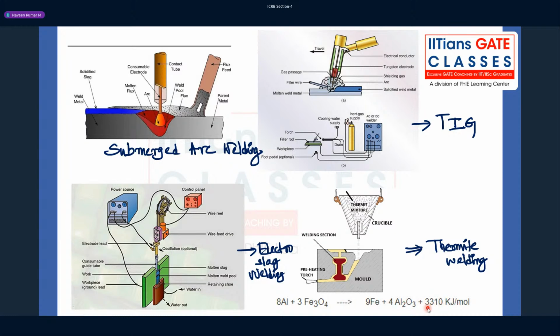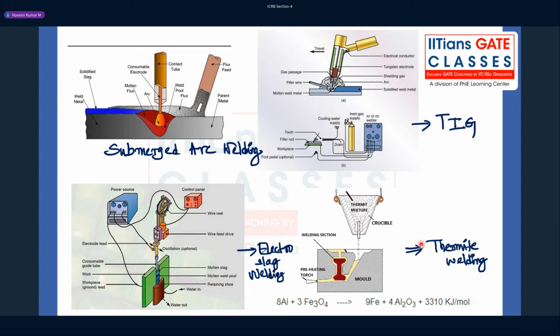That is 3310 kilojoule per mole of heat, and that heat is used to melt the material here. So this is the thermite mixture. You ignite it with some kind of catalyst, and it will immediately raise the temperature in minimal time, and the material will get melted very fast and then be poured in, and you join the sections. It is some kind of casting only, but you pour in between two railway track sections to join them. Okay, so this is called thermite welding.